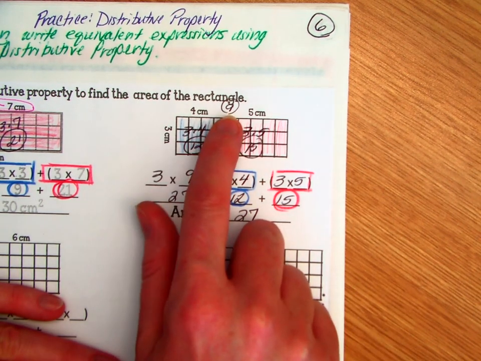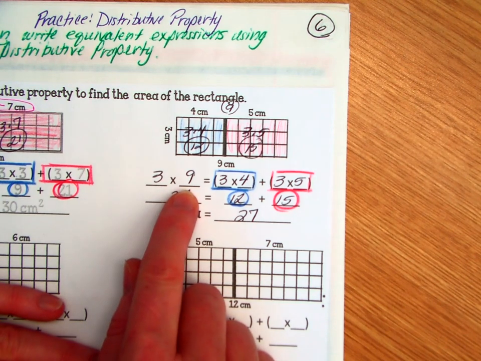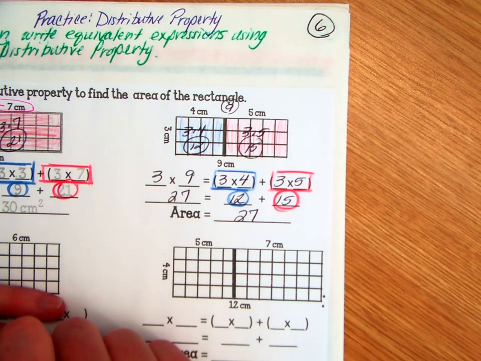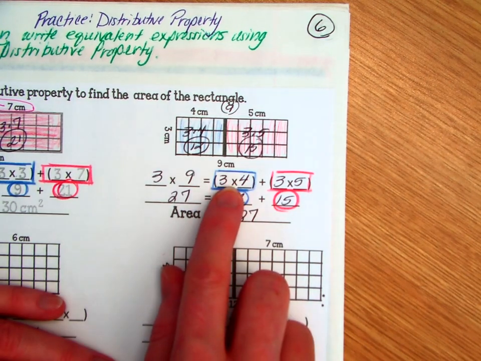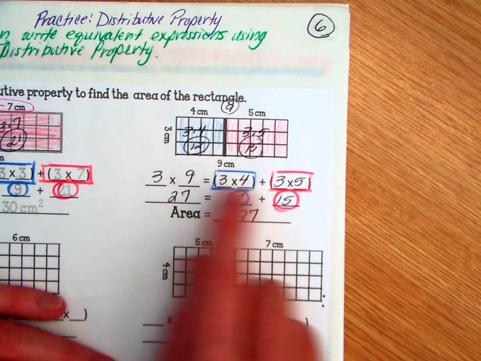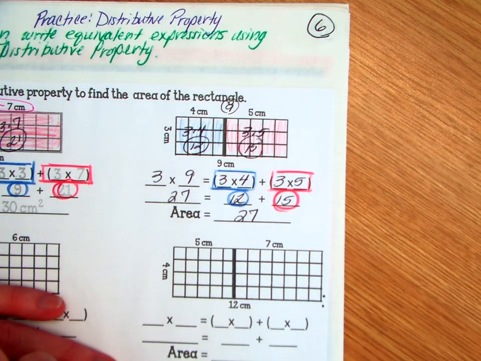3 times 9. Where did I get 9? I combined 4 and 5 together. 3 times 9, we know should result in 27. If I were to decompose it, it would be 3 times 4 plus 3 times 5, which is 12 plus 15, which equals 27.